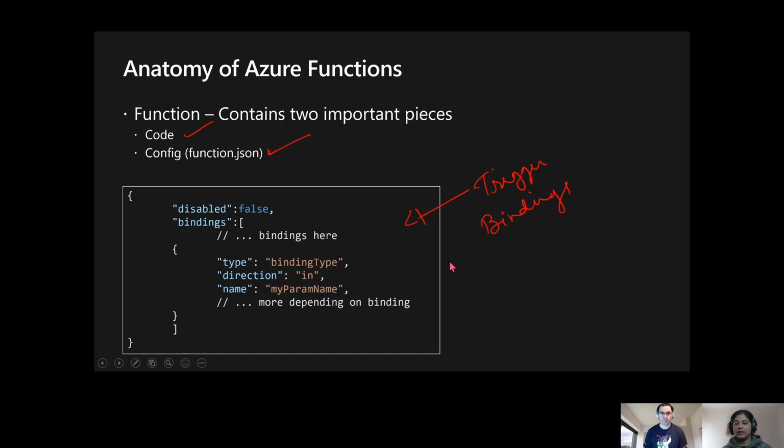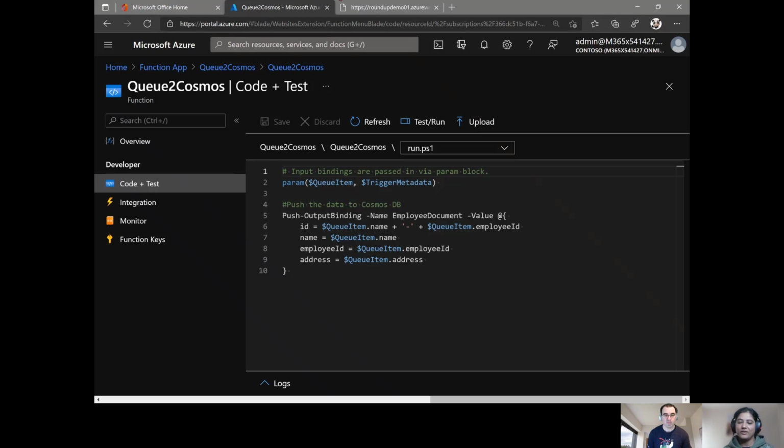Now let's have a look at a demo of bindings. How can we add these bindings? Depending on the language you choose, there are different ways. Here I have got one demo in PowerShell. I've got this function which is written in PowerShell, and I have got bindings here. I have got Cosmos DB, which is my output binding, and the trigger here is the queue storage.